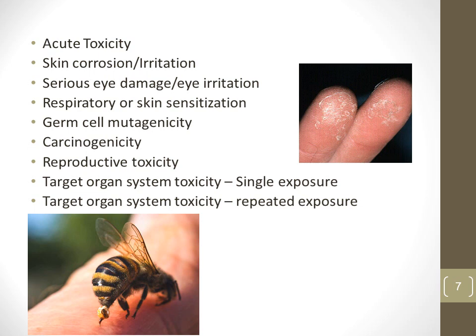Mutagenicity is a type of cancer, and so is carcinogenicity. Target organ toxicity is when a chemical doesn't hurt any other body part except a single organ, such as a chemical that just targets the kidney.